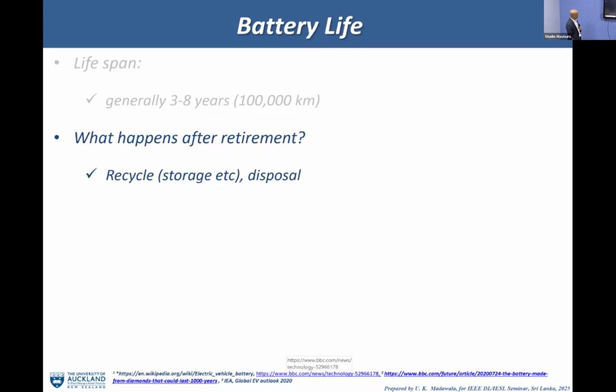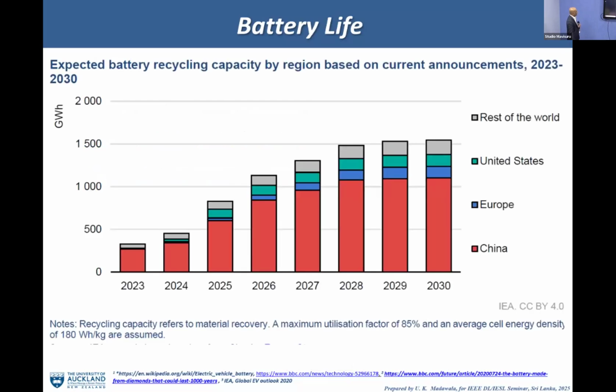If you look at the recycling capability in the world, the main capability is in China, which you can see in red there. By 2030, they will have the largest recycling capability. This is a very, very important thing. Millions of cars are going to be there, and based on the predictions we have to have this capability, because otherwise we have to dispose of them. That's going to be a big issue.